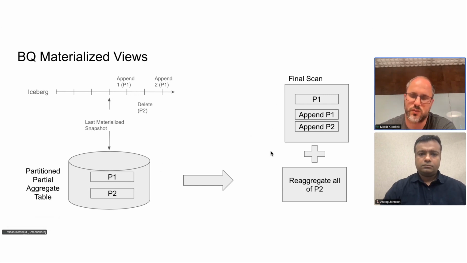So in this case, we rewrite our scan planning to take the partial aggregates from P1, the two different appends, and aggregate those into the final results for the first partition. And then because P2 had a delete, we don't really have the ability, with the sketches that we store of the data, to handle that. We need to do a full rescan of P2, which is relatively efficient because we can prune out all the data files that aren't in that partition to do that scanning.